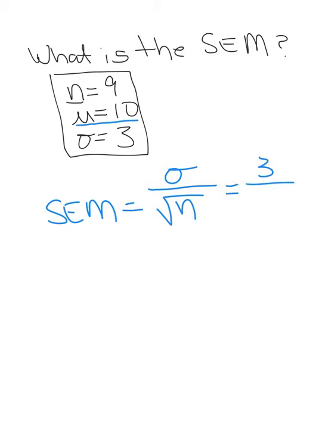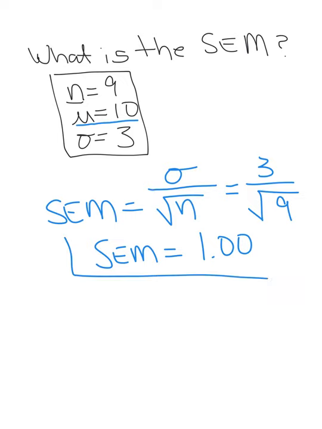3 divided by the square root of 9, right? To calculate that standard error of the mean. And if you plug that into your calculator, the answer you should get is just 1. And I'm okay with you writing just 1 since it's a whole number. But typically, if we have any kind of decimals, we should be using 2 decimals. So either way, if it is a whole number, you can keep it as a whole number. So our standard error of the mean is 1.